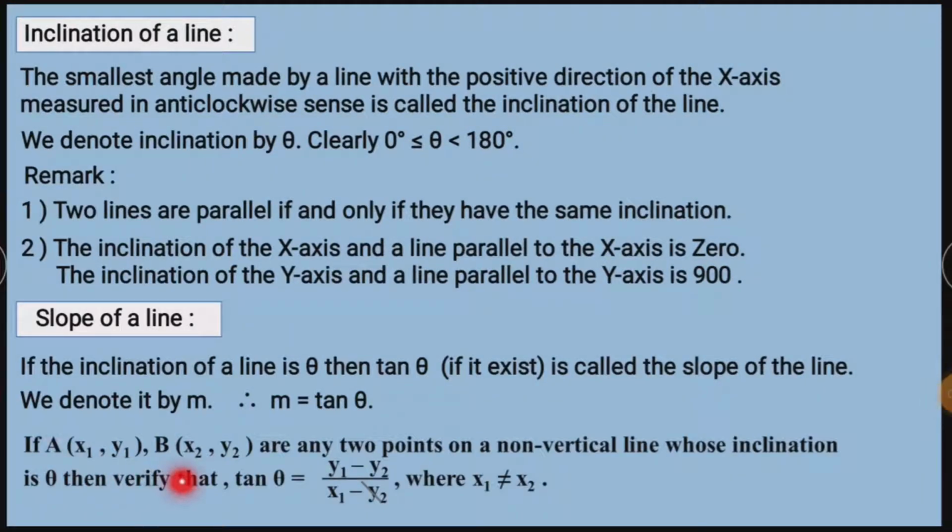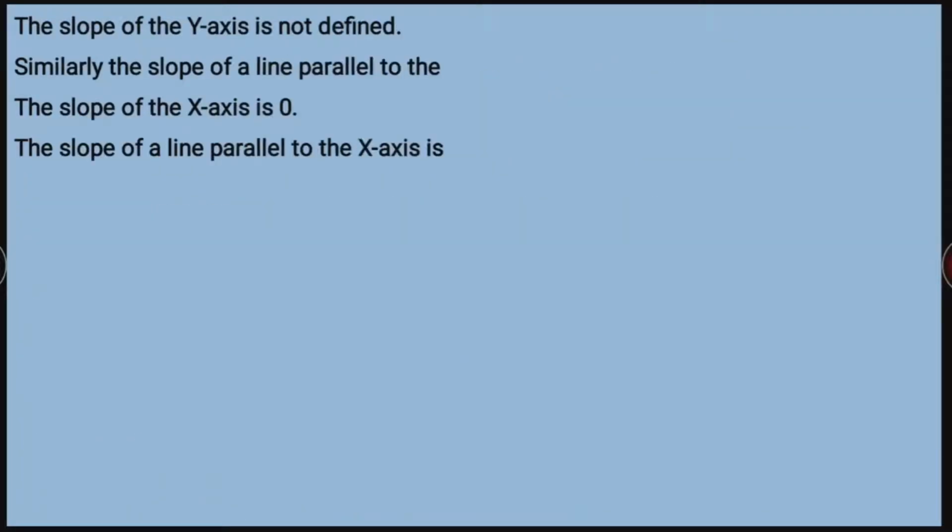If A(x1, y1) and B(x2, y2) are any two points on a non-vertical line whose inclination is theta, then tan theta equals y1 minus y2 upon x1 minus x2, where x1 is not equal to x2. That means if we know any two points on the line, then with the help of these two points we can find the slope of that line. So remember these points while solving the problem.